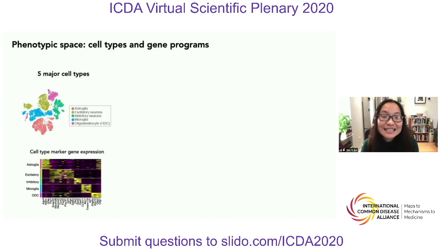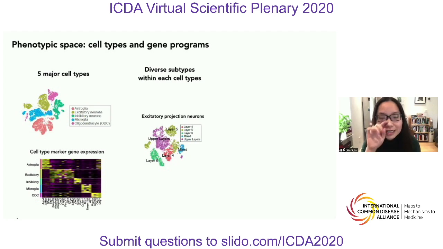So from the single cell analysis, we can classify these cells into 5 major cardinal cell types that are annotated by well-established markers, thanks to many in the field. We can identify the perturbation effect not only at the cardinal cell type level, but at a very high resolution. And this is because we can take any of these cardinal cell types and further classify them into subtypes. For example, for projection neurons here, we can further subtype them into several subtypes. Each subtype corresponds to its laminar layer in the cortex.